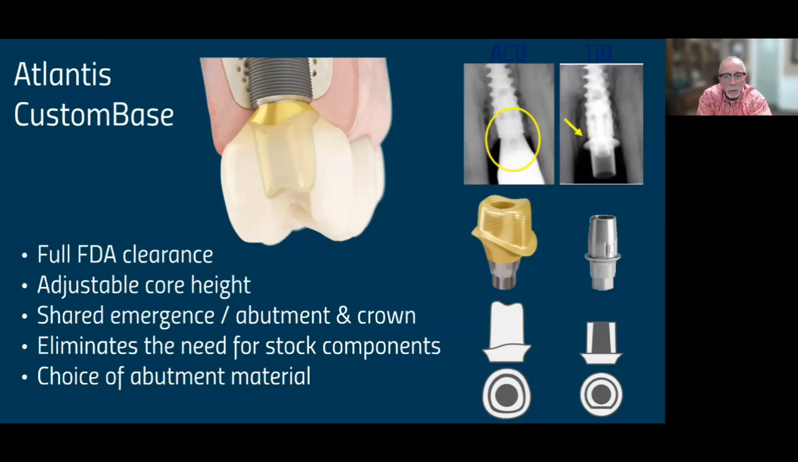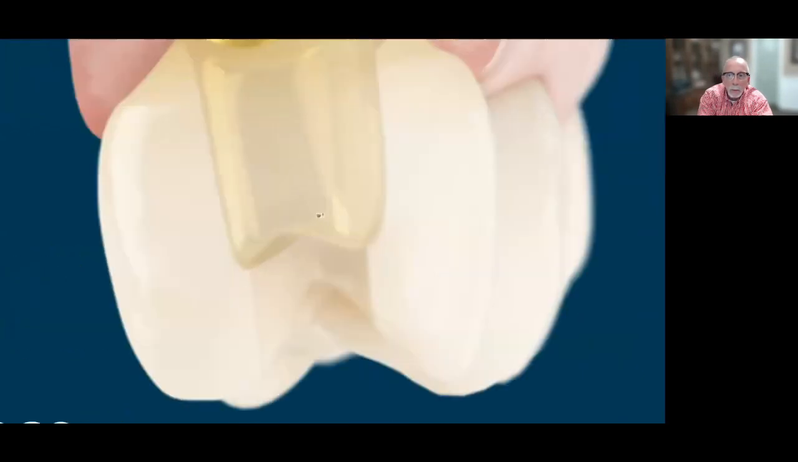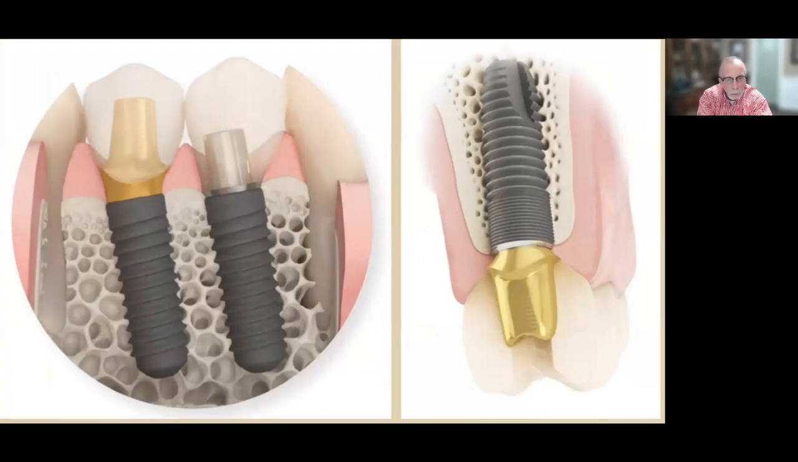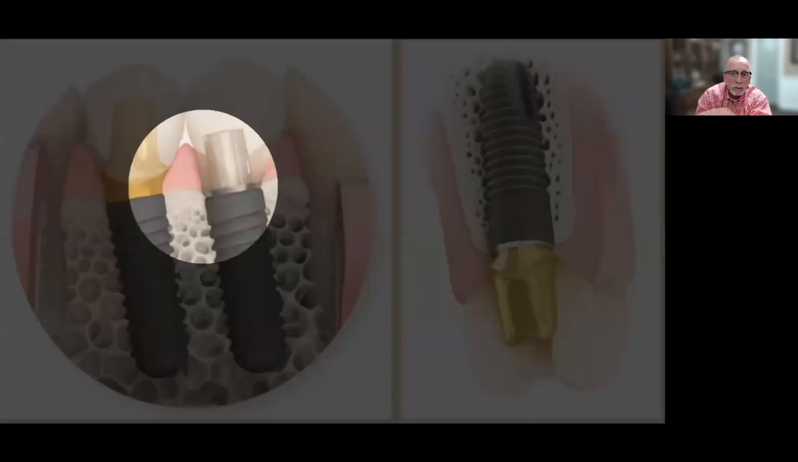So once we started using these, we really started seeing greater success with our single tooth screw retained solutions. And I look at this graphic and I think about it and wonder about all those stock parts, right? And this is just a representation of a stock tie base, right?